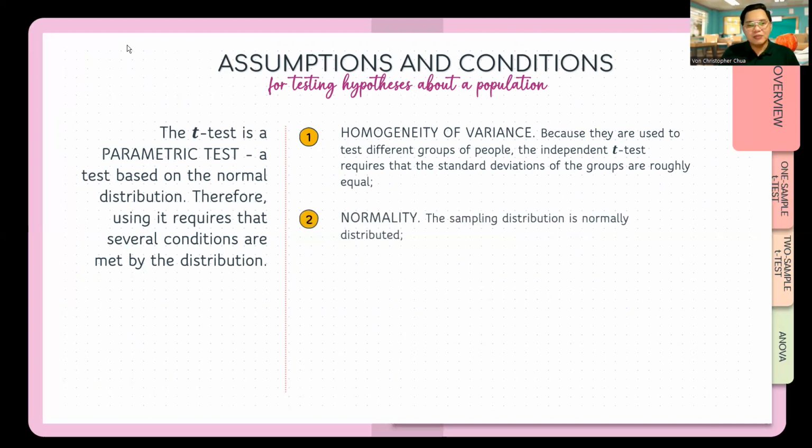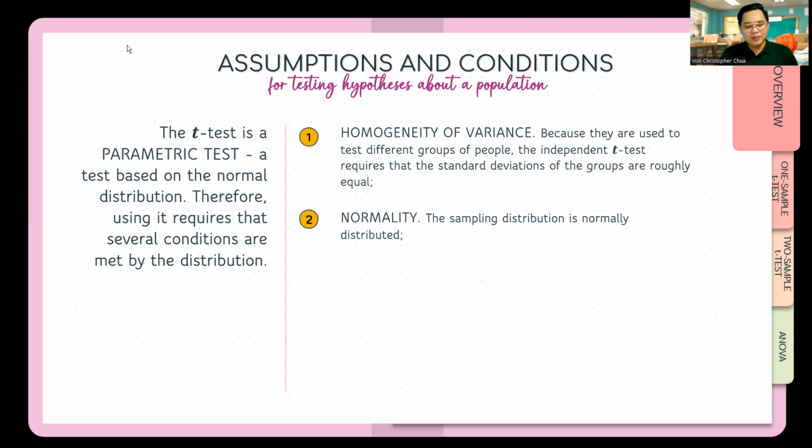The second assumption or condition is normality. So the sample distribution is normally distributed. Actually, when we say normality, what we want in the t-test is to assume that the population from where the sample data was taken is normally distributed. But because we usually do not have information on whether or not the population is normally distributed, we will rely on the characteristics of the sample data in order to inform whether or not the population is somehow normal.